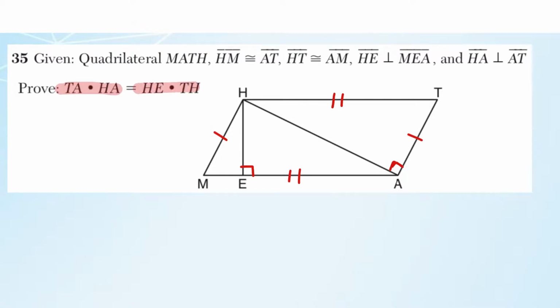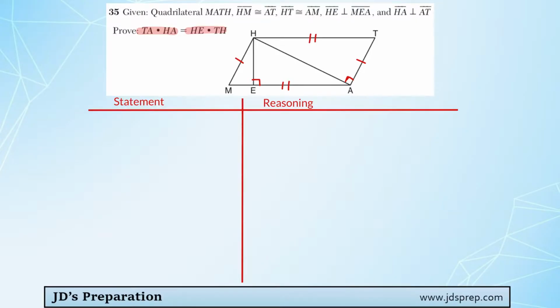get the same answer as HE multiplied by TH. All right, so we'll want to start off by creating our good old chart with statements on the left, reasoning on the right. And it's always good to start off with what's given. Now the next thing we're going to want to state is fairly obvious, but it is important to give as a statement with reasoning that the angles HEA and TAH are actually right angles. I mean, we're told that they're perpendicular, but it's always good to explain that that means that they're right angles.